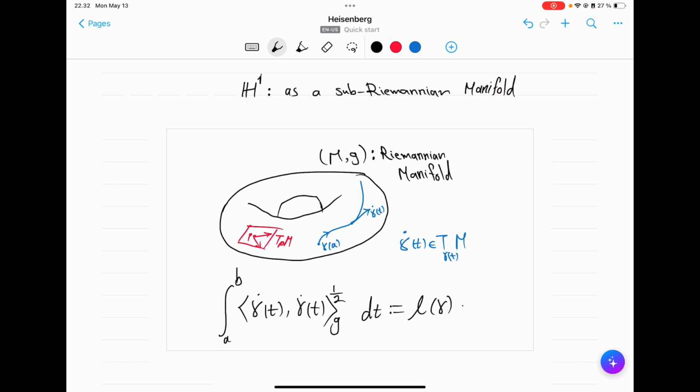Let's recall some basic language from differential geometry. We have a smooth manifold. In particular, at every point P, there is a tangent space TPM, as you see here in red color. And all of these TPMs are isomorphic to R to the dimension of the manifold, but not in a canonical way. That's important.